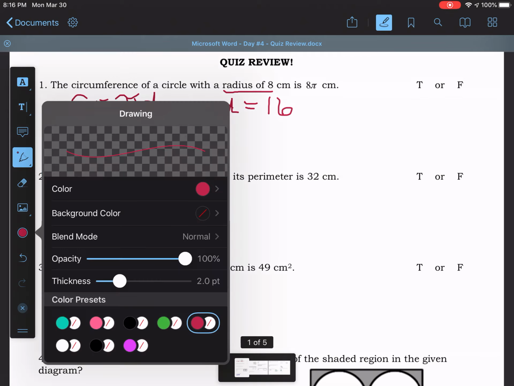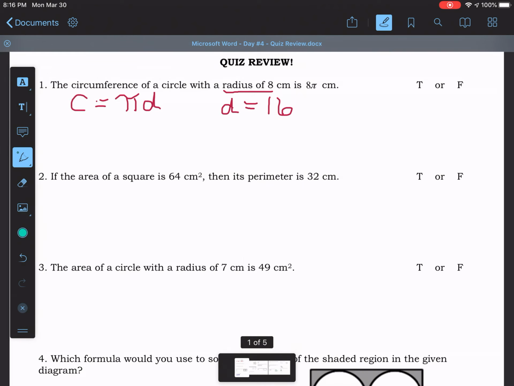So then if we plug this in for the d in the circumference, we get that the circumference is equal to pi times 16, which is also 16 pi. So this statement is false. Okay? All right. Number 2.